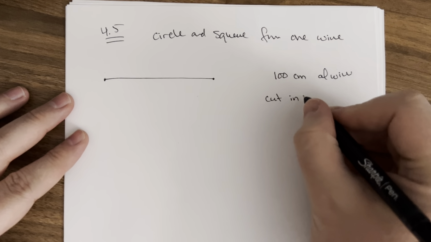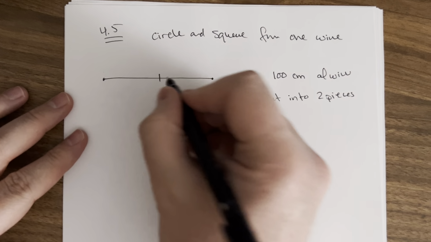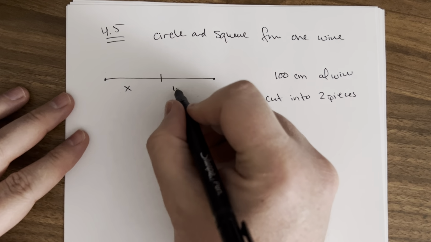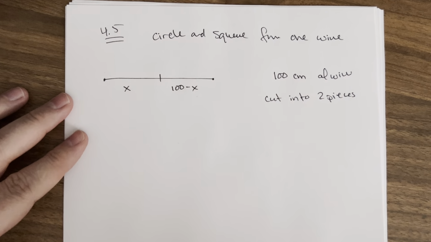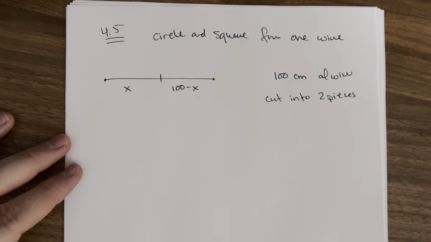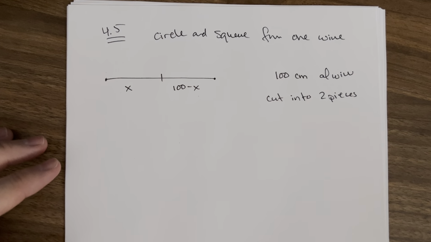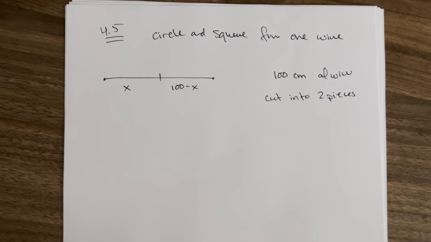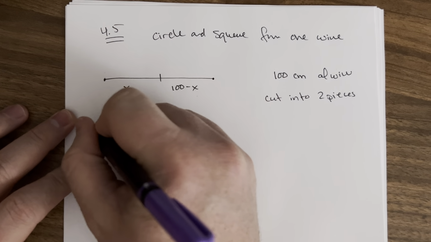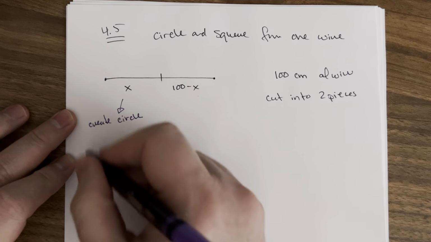We're going to cut it into two pieces. So that would give us essentially a cut that's length x. Another length would be just the full 100 minus the x that we cut out. And then the idea is we're going to create two shapes. So with the x, we're going to create a circle. So we bend it into a circle.